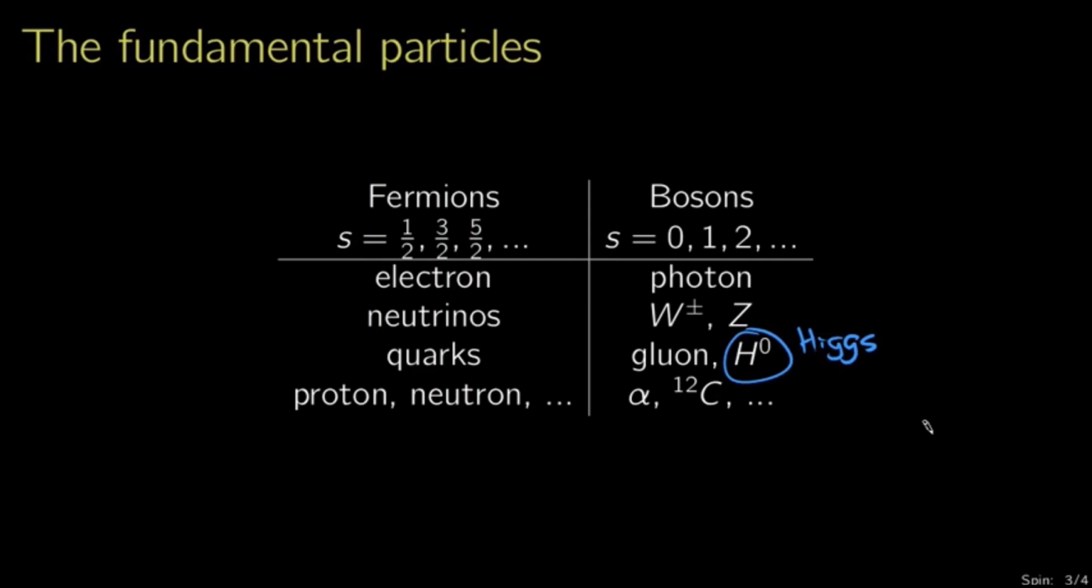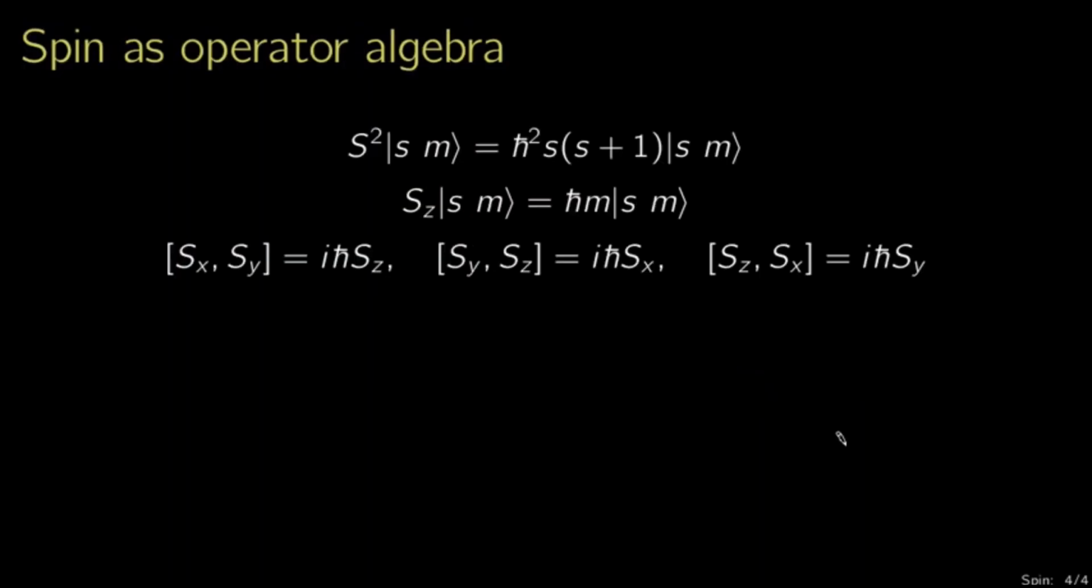From the perspective of this course, though, spin is essentially an operator algebra, the same as the angular momentum operator algebra. So all of these things are operators. S squared is an operator, S sub z is an operator, and these operators obey commutation relations the same as the commutation relations for angular momentum. So I'm not going to go through the derivations of why these things are the case. Essentially, these are operators that obey this commutation relation.